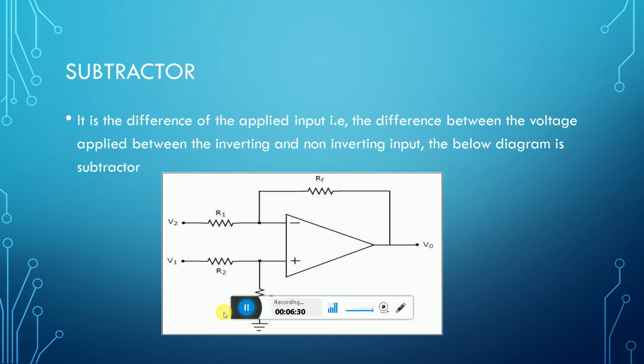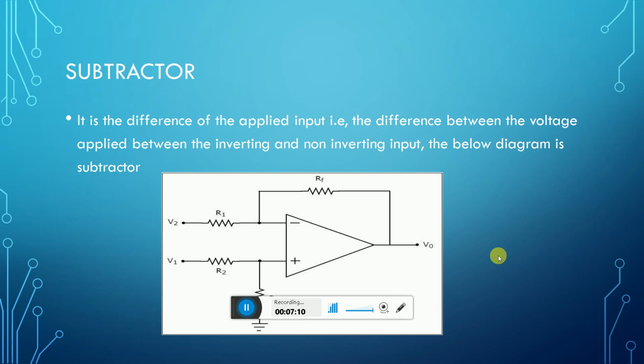Second, the subtractor. It gives the difference of the applied inputs. That is the difference between the voltages applied to the inverting and the non-inverting inputs. The diagram given below has voltages on both terminals. That is, the negative terminal has V2 and the positive terminal has V1. So at this V out, the difference between these two voltages is obtained. So let us see how it has been derived.